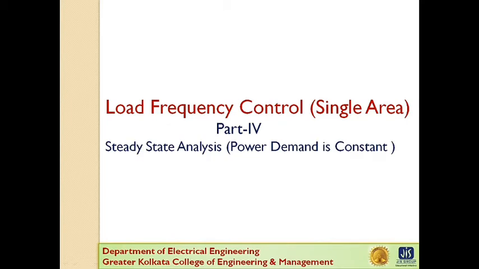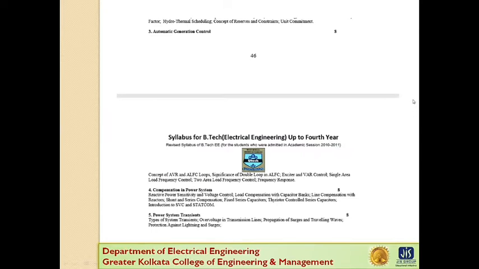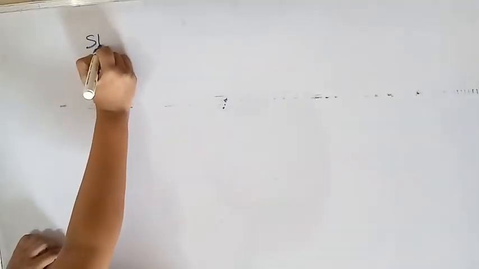In this video, I will discuss steady state analysis when power demand is constant. This subtopic is under the topic load frequency control for single area, and this topic is included in module 3, automatic generation control, of the subject Power System 3. Course code is EE-703A. Now, it is very difficult to make you understand steady state analysis over a PowerPoint presentation, so I will do board work to make you understand better. So, let's start.